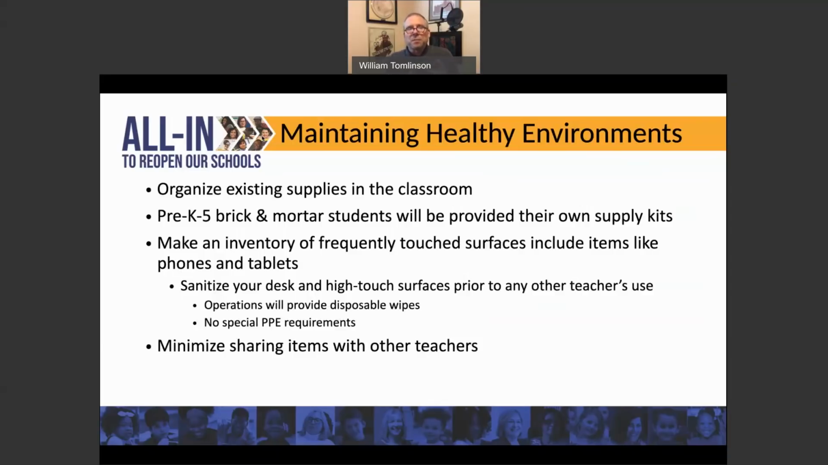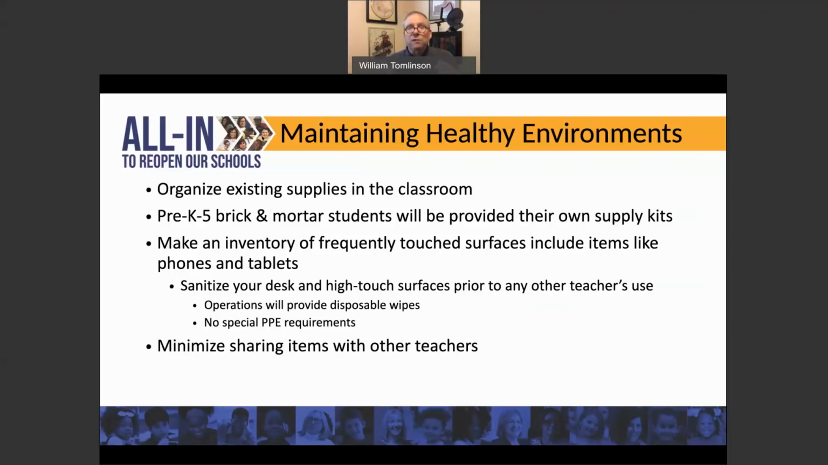Now, organize existing supplies in the classroom. The pre-K through 5 brick and mortar students will be provided their own supply kits. So make an inventory of those frequently touched surfaces. Include items, again, like your phones and tablets. And sanitize; you'll be provided with disposable wipes. Sanitize your desk and other high-touch surfaces prior to any other teacher's use. Operations will provide an adequate supply of those disposable wipes. Now, using those disposable sanitizing wipes, there are no PPE requirements like gloves and goggles.